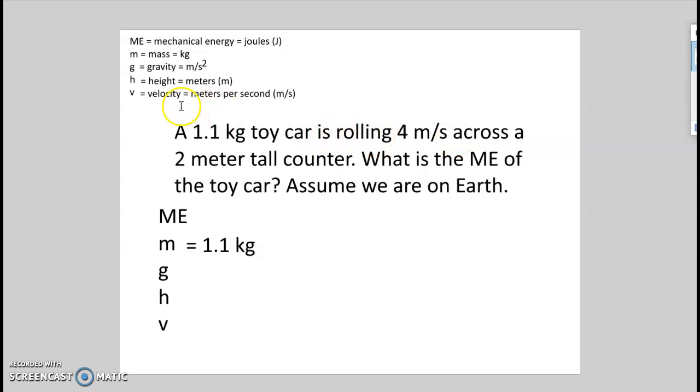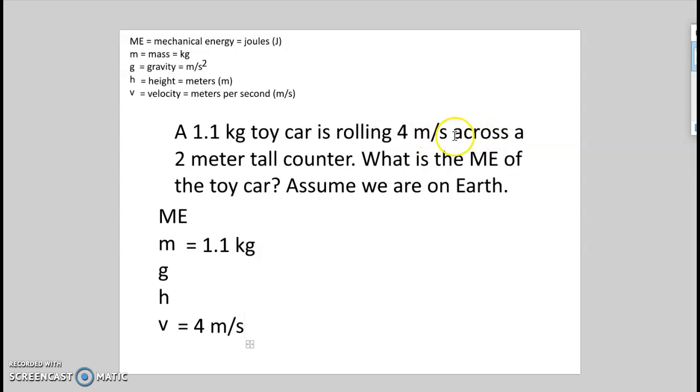Rolling is an action. Velocity is an action. It tells you how quickly you do something. So if you see words like rolling or moving or driving, those are all alluding to velocity. We can confirm that by the unit here, m/s. In my list, meters per second, or m/s, must be velocity. So in my list, I'm going to put velocity, or v, is equal to 4 meters per second.